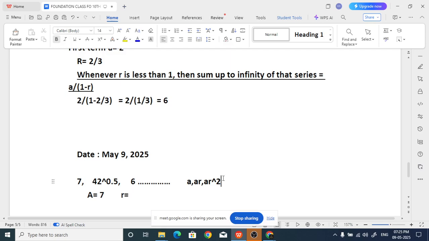Can I write the series again in a different way? 42 to the power half, that is root 42, is nothing but 6 to the power 0.5 into 7 to the power 0.5. Can I write it like this? Root 42 can be written like this. Can we write like this?